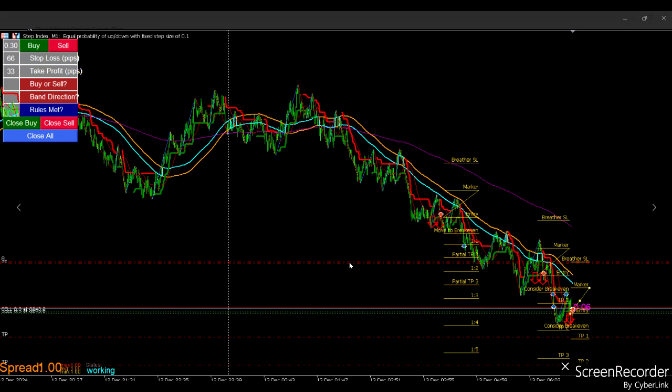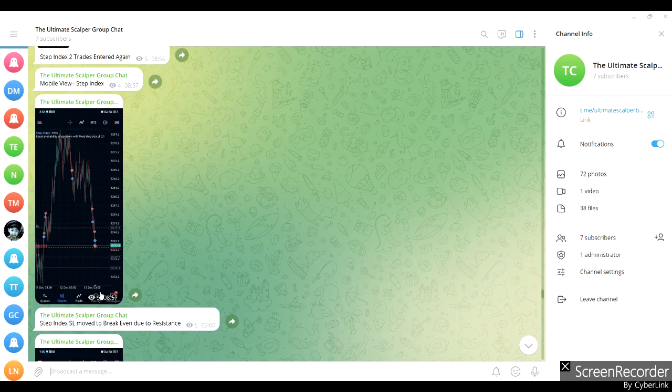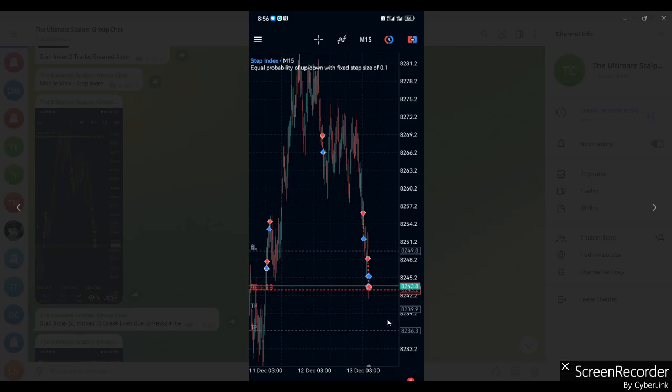So I entered step index again. Remember, we entered the first one here, we got our money. Entered the second one here, we got our money. Now we are getting another one. I entered 2 trades again, and this is how it was looking on the mobile. Again, our TP is here, and our second TP is down there.